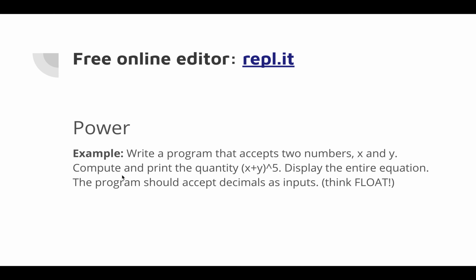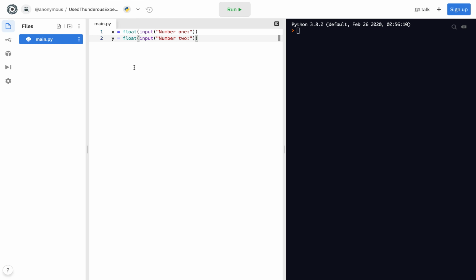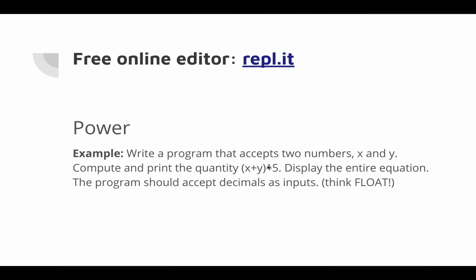Next, you'll notice that it says compute and print the quantity x plus y to the power of 5. So this is actually fairly simple, which is just this. If you recall, this operation right here is the power operation. So we could use that to show that it's accomplishing what the question asks for. If you didn't know, this means to the power of 5. It's basically the same thing as the double asterisk in Python.